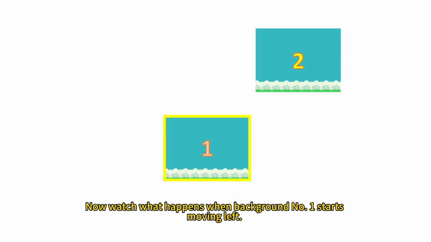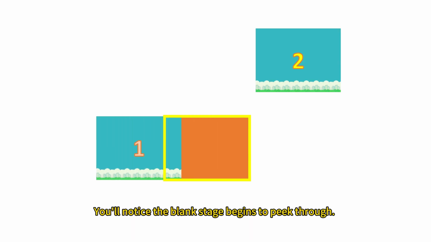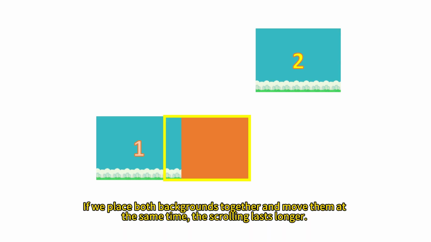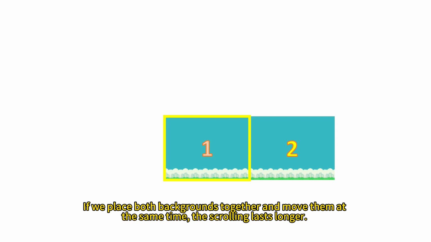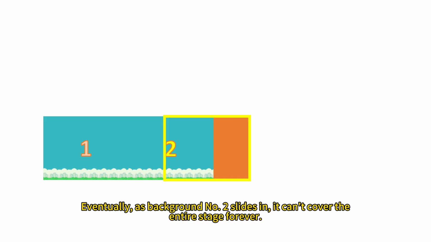Now, watch what happens when background number 1 starts moving left. You'll notice the blank stage begins to peek through. Here's the trick. If we place both backgrounds together and move them at the same time, the scrolling lasts longer. Eventually, as background number 2 slides in, it can't cover the entire stage forever.